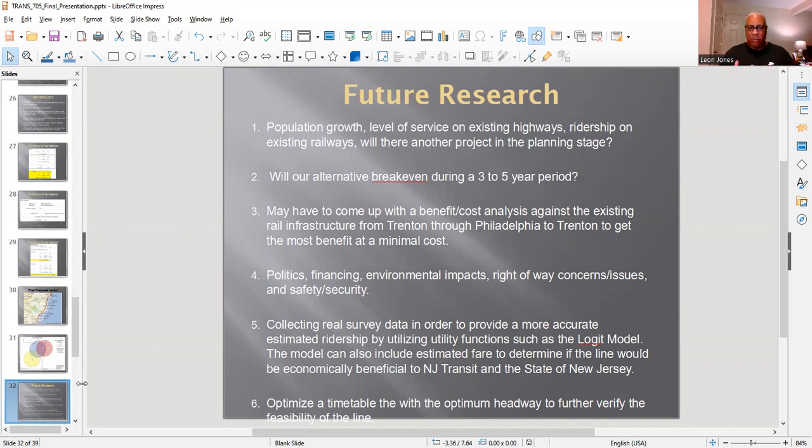And we deal with the politics, financing, economic impacts, which are also constraints, right-of-way concerns, issues, safety, and security. And then we have to collect real survey data to provide an even more accurate estimated ridership by utilizing utility functions such as the logit model. The model can also include estimated fare to determine if the line would be economically beneficial to New Jersey Transit and the state of New Jersey. And then we have to optimize a timetable with the optimum headway to further verify the feasibility of the line.